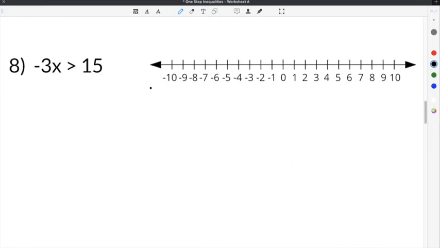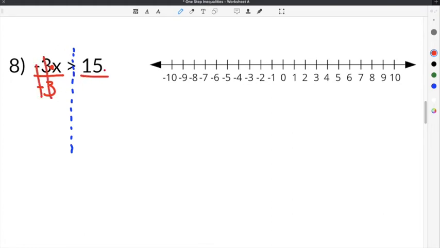The last problem we're going to complete on our one-step inequalities worksheet is number 8. Number 8 gives us negative 3x is greater than 15. So we draw our line. We know that everything that we do on this side of the inequality, we also have to do to the other side. So we have negative 3x is greater than 15. This is like saying negative 3 times x. So we have to get rid of this negative 3 times x. The opposite of negative 3 times something is to divide by negative 3. So we divide by negative 3 on this side so that the 3's and the negatives cancel.